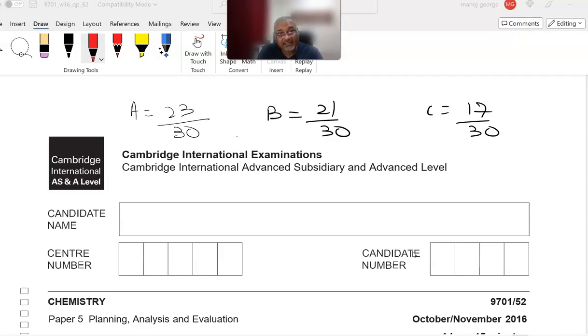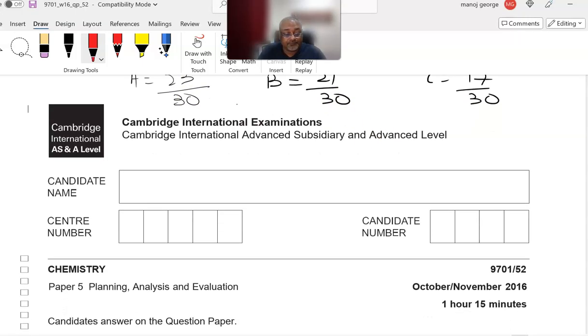This is for 9701 A level students of Cambridge International AS and A level. So let's have a look at our first question for October November 2016. This is just to give you the threshold values for where the A grade is and B and C. Now, the first question here.